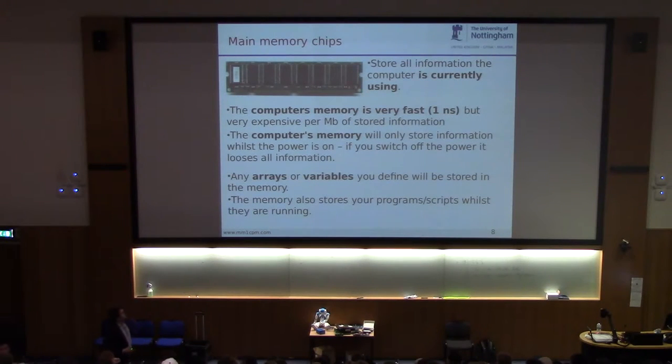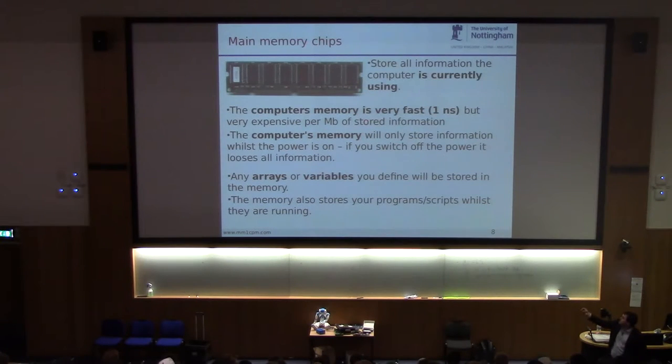Now, the thing about these memory chips is they're incredibly fast. You can get information out of that memory chip in about a nanosecond. That is incredibly fast. They're also quite expensive. Per megabyte, the memory in that memory stick is pretty expensive. So if you buy a new PC, you might have 2 gigabytes, 16 gigabytes of memory like that, because it's so fast, it's so expensive. So you're paying a premium for that speed.